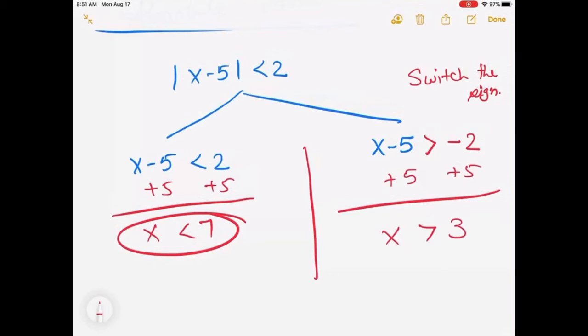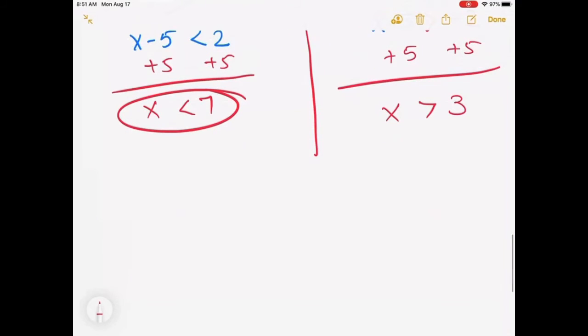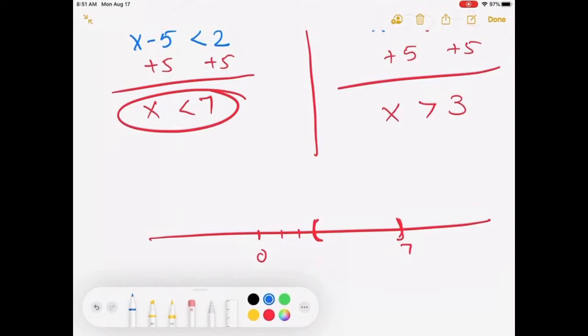positive 3. And now if I ask you to graph, so less than 7, which is here, it's going to be a parenthesis here, and this is 0 and 1, 2, 3, and it's greater than 3, it would be this, and shade within these two. Here you go. So that's how we graph absolute value inequalities.